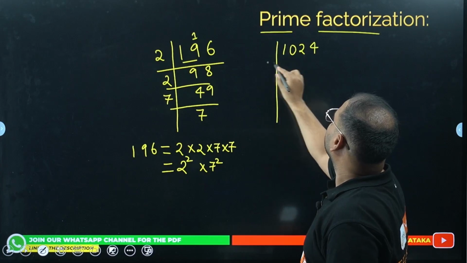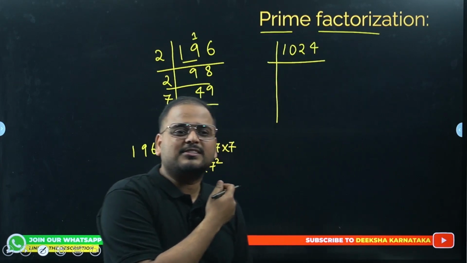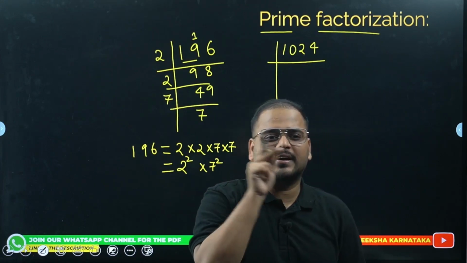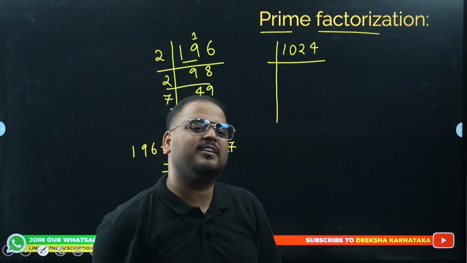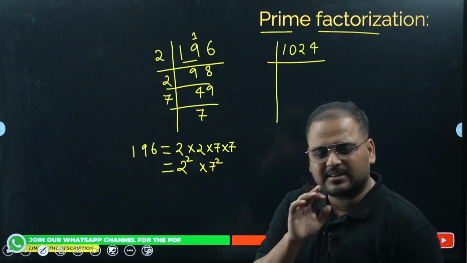1024. Have you people seen this number? Of course you have seen, no? There was a game, right? 1024. We were supposed to arrange the squares in such a way that we get the sum equal to 1024, right? It's a puzzle game, I think I remember.